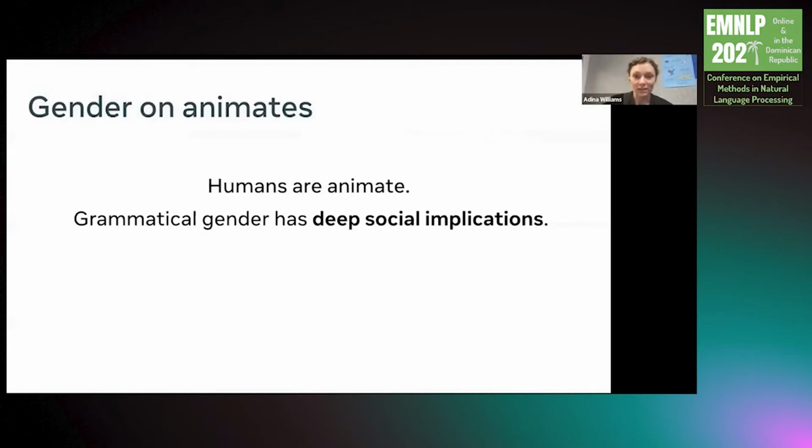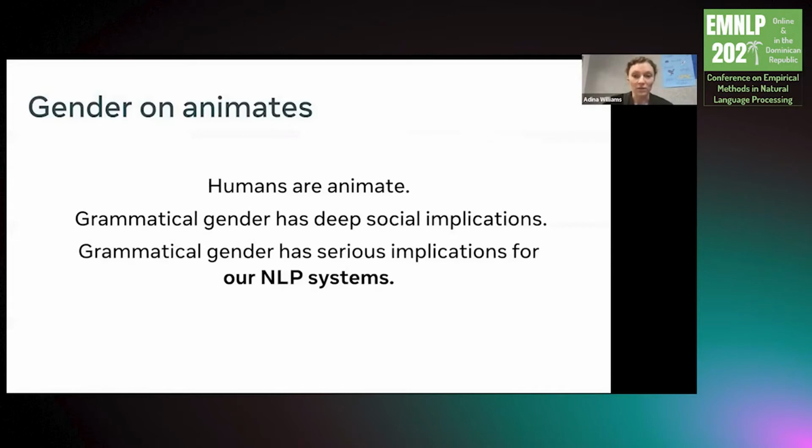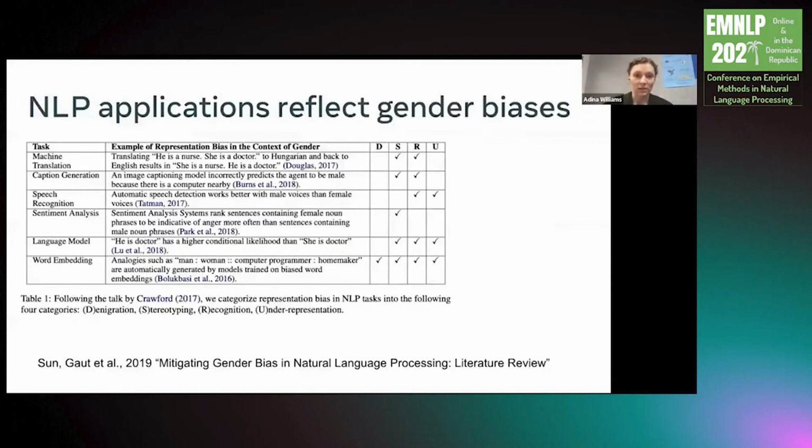We have to pay attention to it, and especially for NLP, these sorts of implications have become more noticeable and have come to the fore in the last couple of years. Gender biases in NLP systems resulting from human gender have been found in machine translation, captions, speech recognition, basically everywhere everyone looks. Word embeddings, the whole thing.